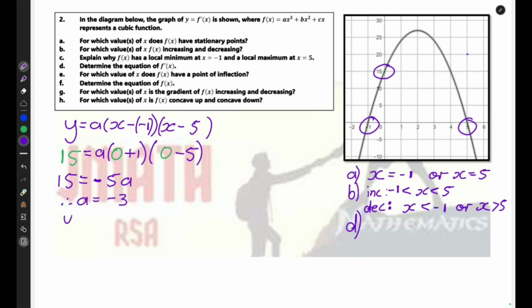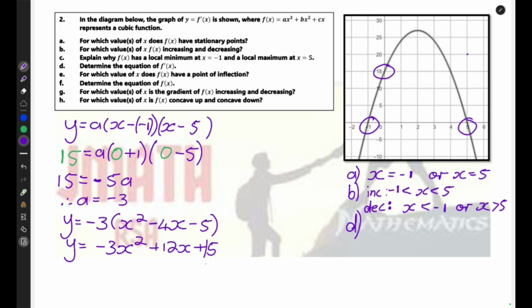Now I go back to the first step and say, if I know that a is -3, I can FOIL out those 2 brackets, and that gives me x squared, and then plus 1x minus 5x gives me -4x minus 5. If I multiply by the -3, I am going to get -3x squared plus 12x plus 15. Okay, great. That is the answer for this parabola.